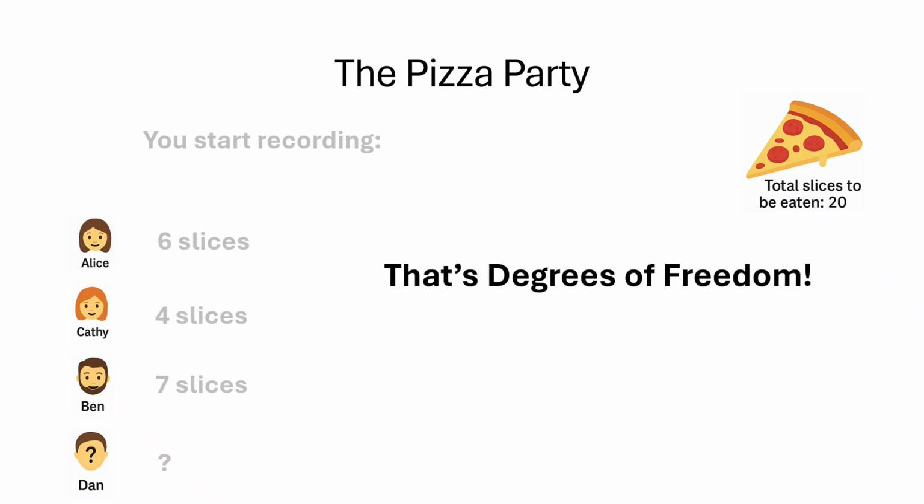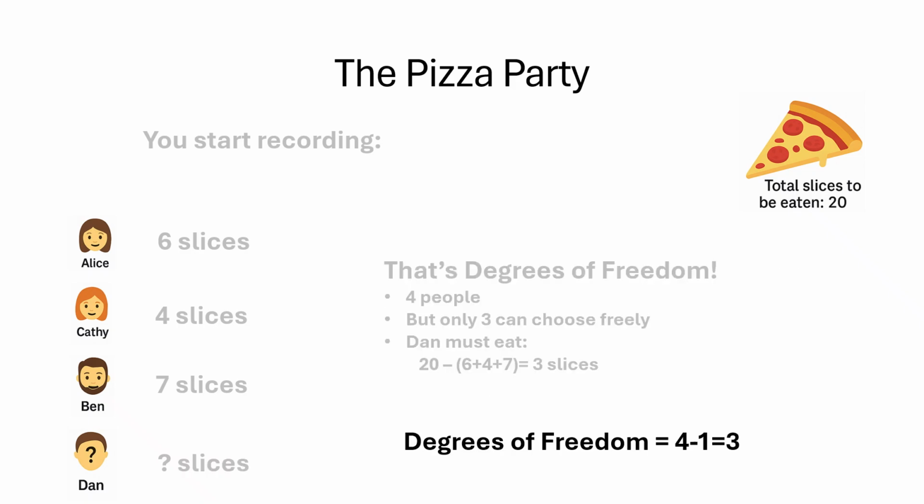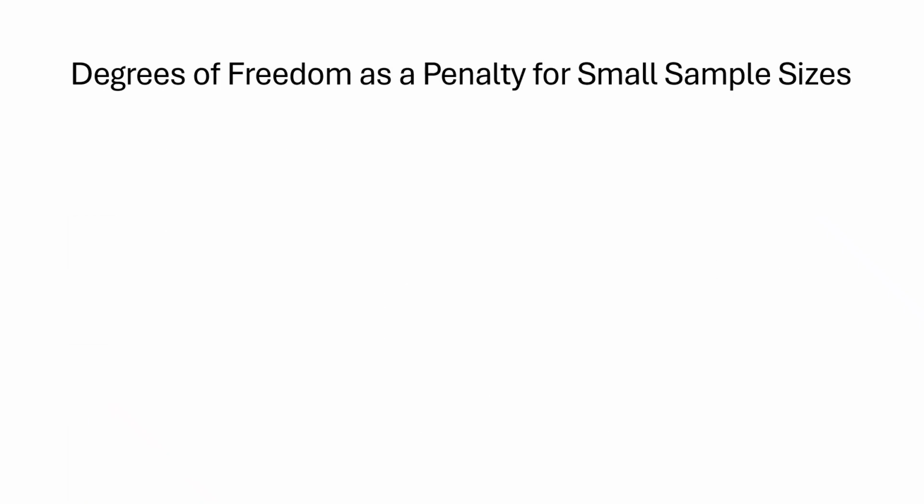That's what we call degrees of freedom. There are 4 people, but only 3 can choose freely. Dan must eat 3 slices. So the degrees of freedom here, 4 minus 1, is equal to 3.